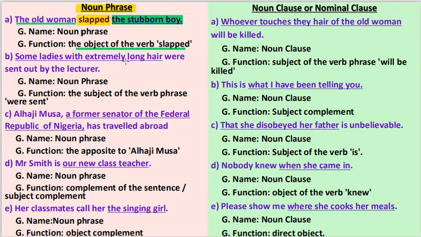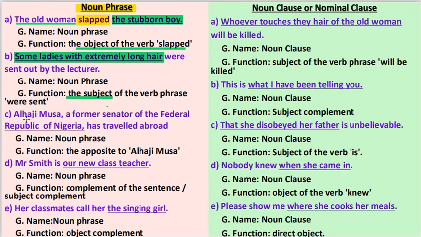Some ladies with extremely long hair were sent out by the lecturer. Some ladies with extremely long hair is underlined and it is a noun phrase. The main word, the main noun, is ladies. Every other word in that particular phrase is describing the ladies. So it is a noun phrase. It does not contain a finite verb. It does not even contain a verb in this case. As for the function, the phrase is the subject of the verb were sent. That phrase is the subject of that particular sentence.